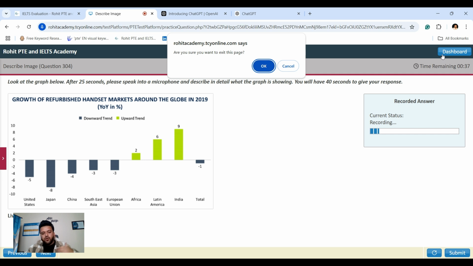And in the last, if you want to mention a title, the title is Growth of Refurbished Handset Market Around the Globe in 2019. Don't include anything which is not in the image. Just let's say the colors. Student has used kind of colors, and I can see black, blue, and white. So please remove that line.